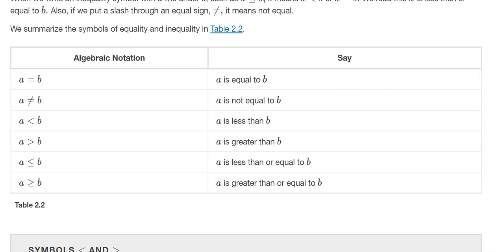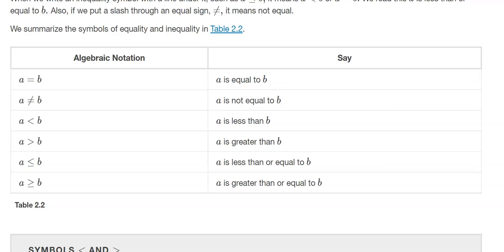So here is a table that gives you all the symbols. Now we know the less than, we know the greater than. We do have two more such inequality symbols. You have the less than with an equals bar, which is read as A less than or equal to B. And we have greater than with an equals bar, which is read as A greater than or equal to B. And then we have, of course, the equals and the not equals. When it says A not equal to B, you don't know which value is greater than the other. We just know that they are unequal, right?